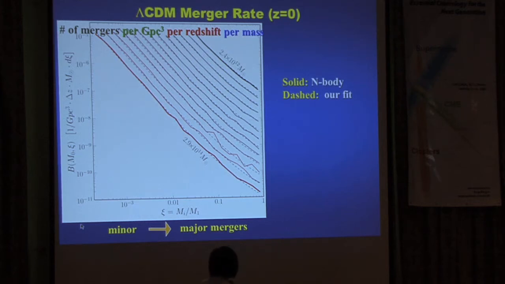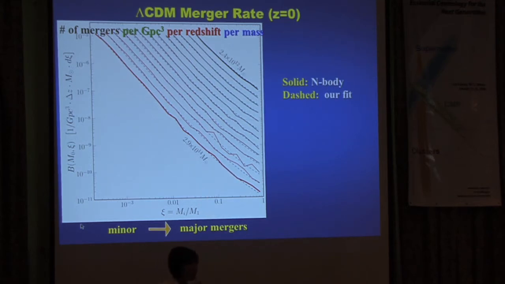So what you're seeing here are 2 trends. There are many more minor mergers than major mergers, understandably. And lower mass halos experience more mergers, but remember this is the total count, so this is higher just because there are more lower mass halos. But intriguingly, they all seem to follow some sort of power law here.